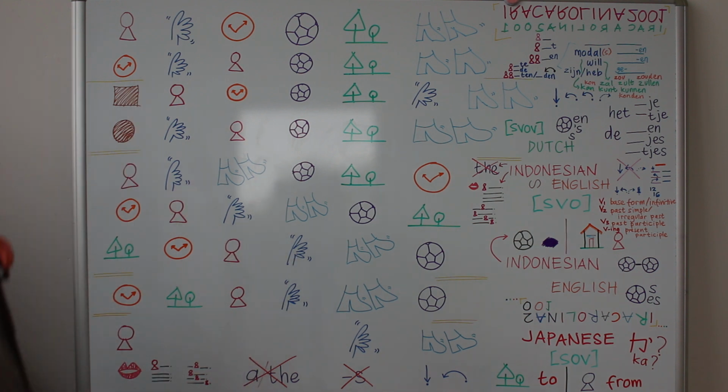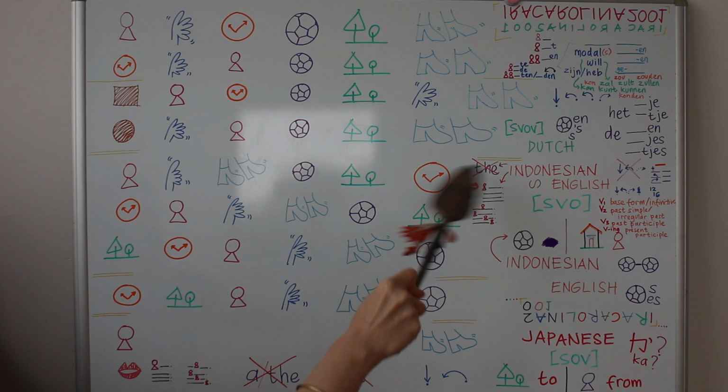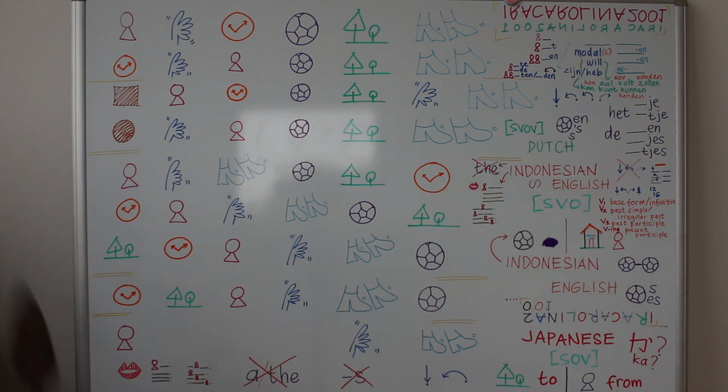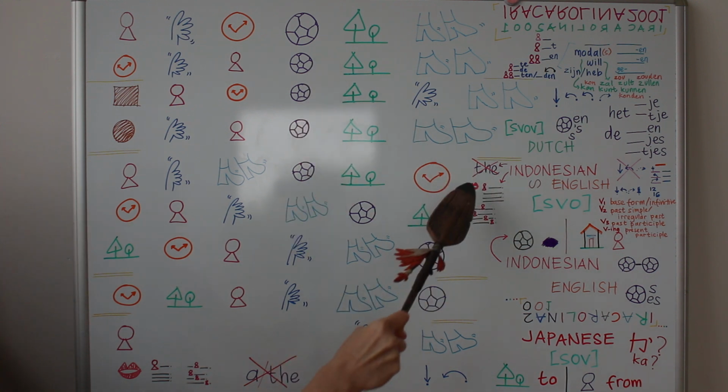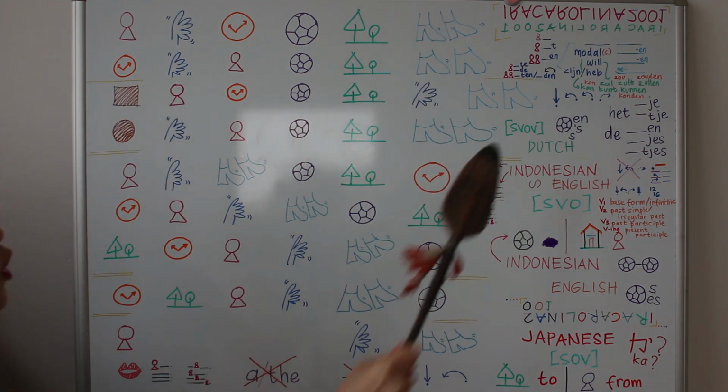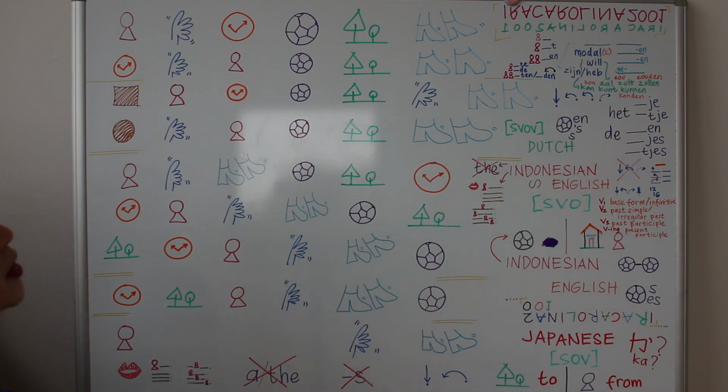And now there is the last part, I think. Yeah, this and this. Similarities between Japanese and Indonesian. Oh yeah, I forgot about this. There's also no "the" in Indonesian.